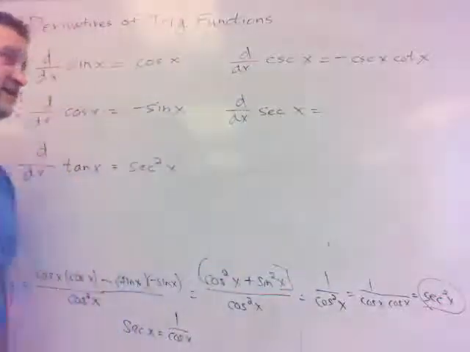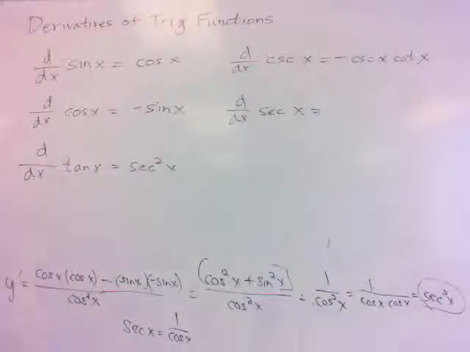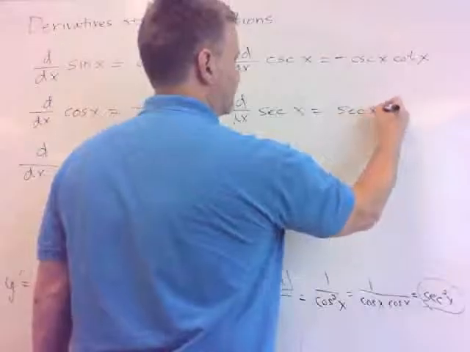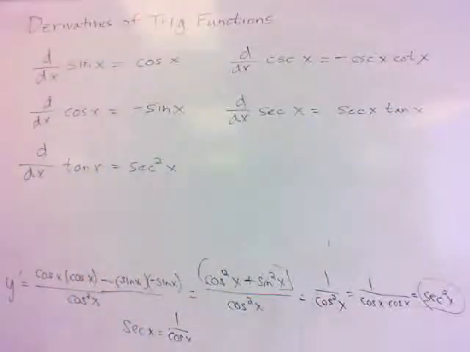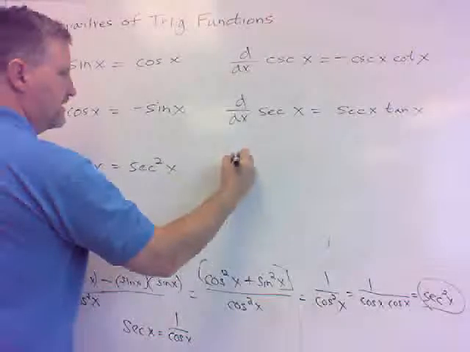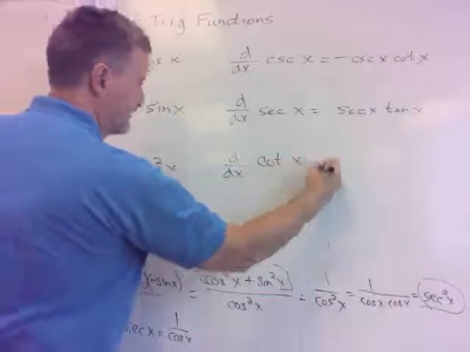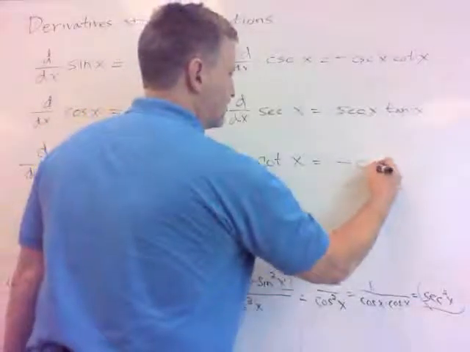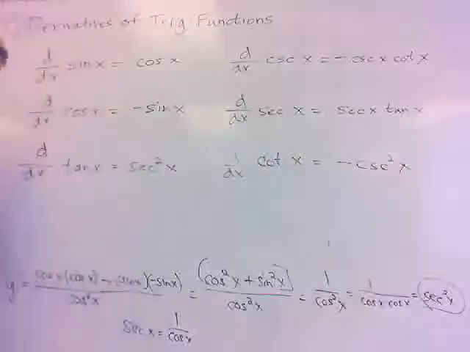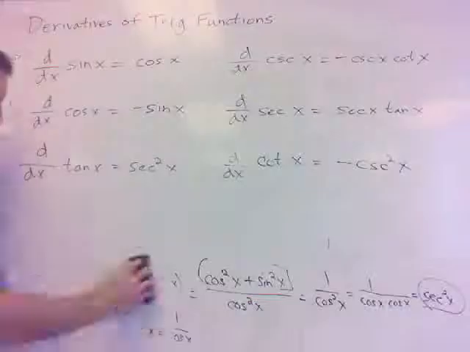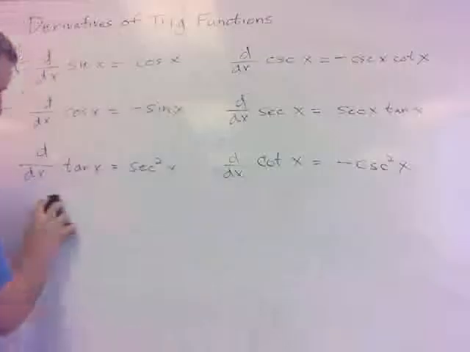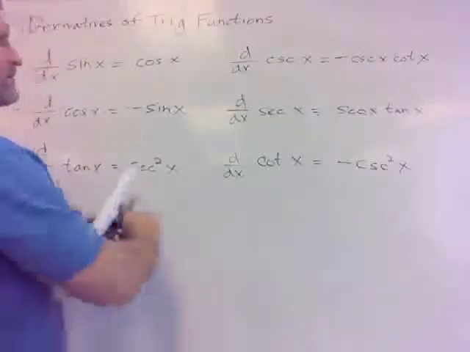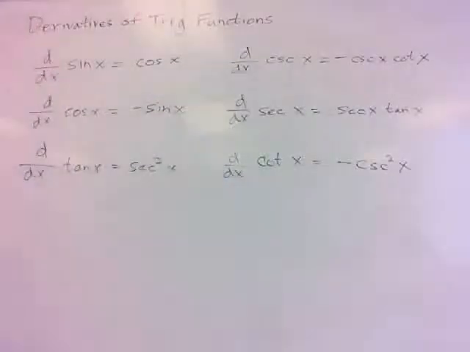The d/dx, then let's do secant here. Well, it turns out the derivative of secant is secant x tangent of x. And then the d/dx of cotangent, last but not least, trig function, is minus cosecant squared x. And there might be a couple in the homework where you actually prove those, like we did the tangent here.